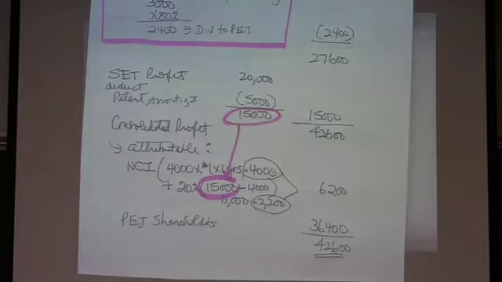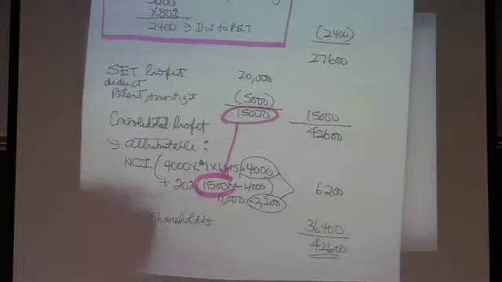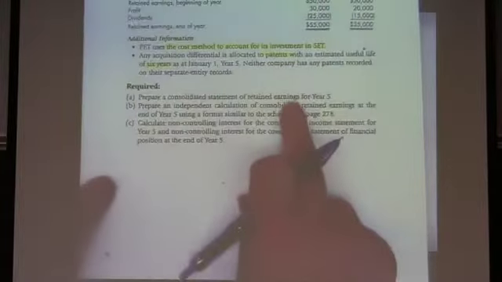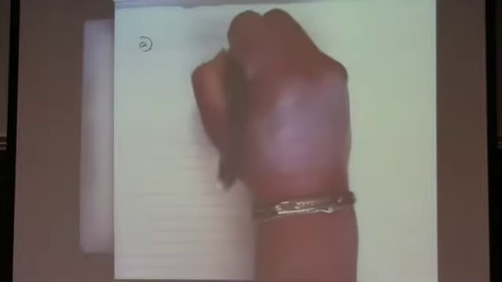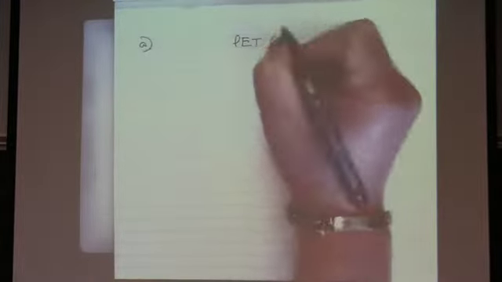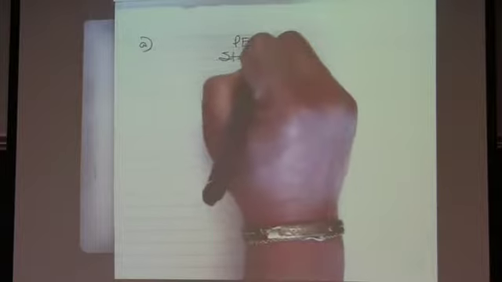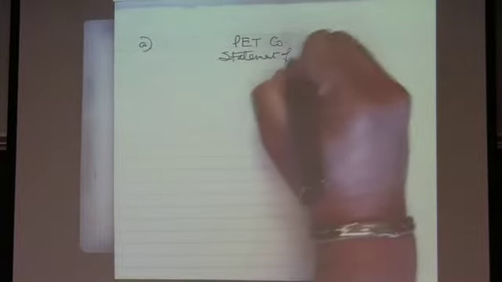Now, let's do part A. We haven't really answered part A yet. But now part A requires us to do a consolidated. Remember it says prepare consolidated retained earnings. Now that we've got the right element, now we can do that. So this is, again, proper heading. So PET company statement of retained earnings.